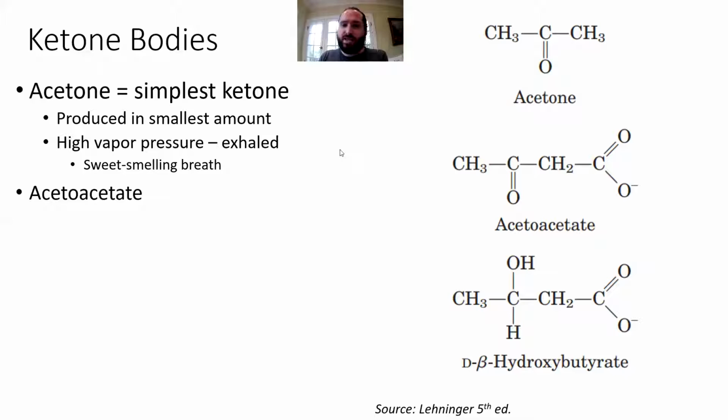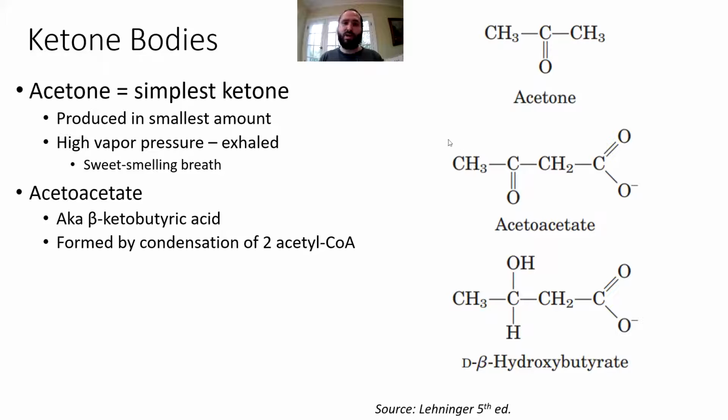Then we have acetoacetate. You could also call this beta ketobutyric acid. So we have a 4-carbon molecule, which is a carboxylic acid on the terminus, and then has a beta keto group. So that's our acetoacetate. And it is formed by condensation of 2 acetyl-CoAs, as we'll look at on the next slide.